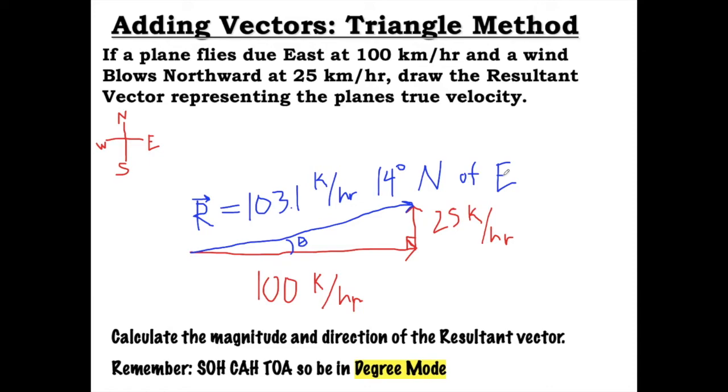So whenever you're doing the Pythagorean theorem back in the day, and you're like, whenever am I going to use this? Well, the engineers use it all the time when you're doing vector addition, when you have two vectors at right angles to each other.